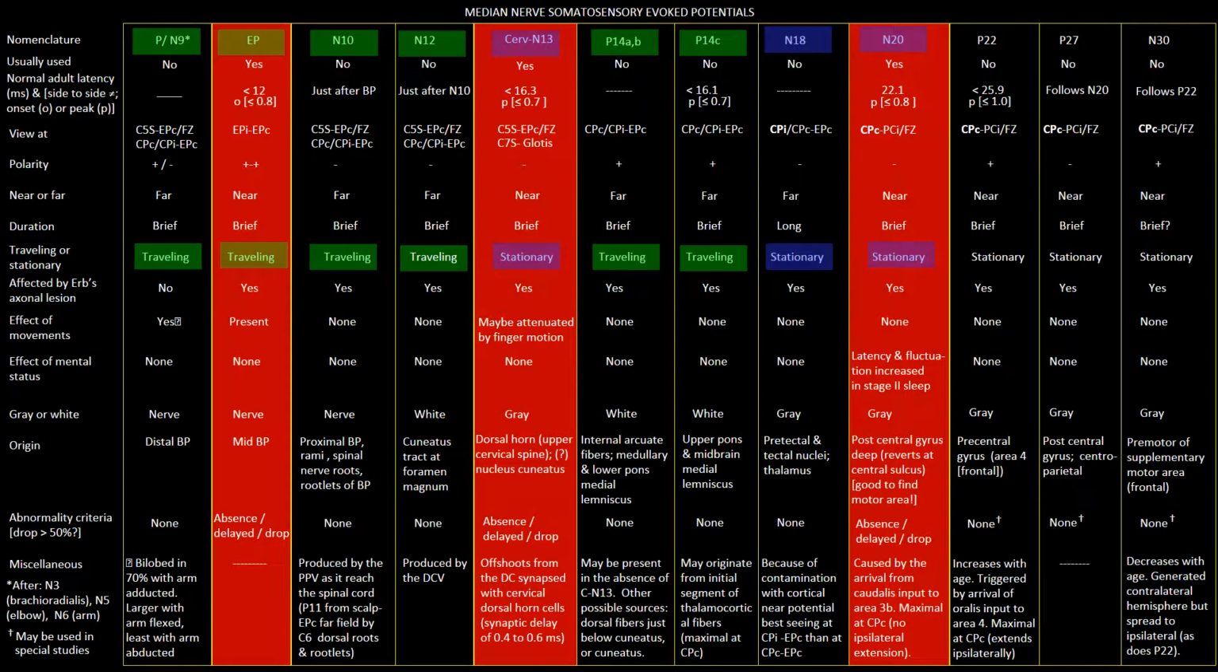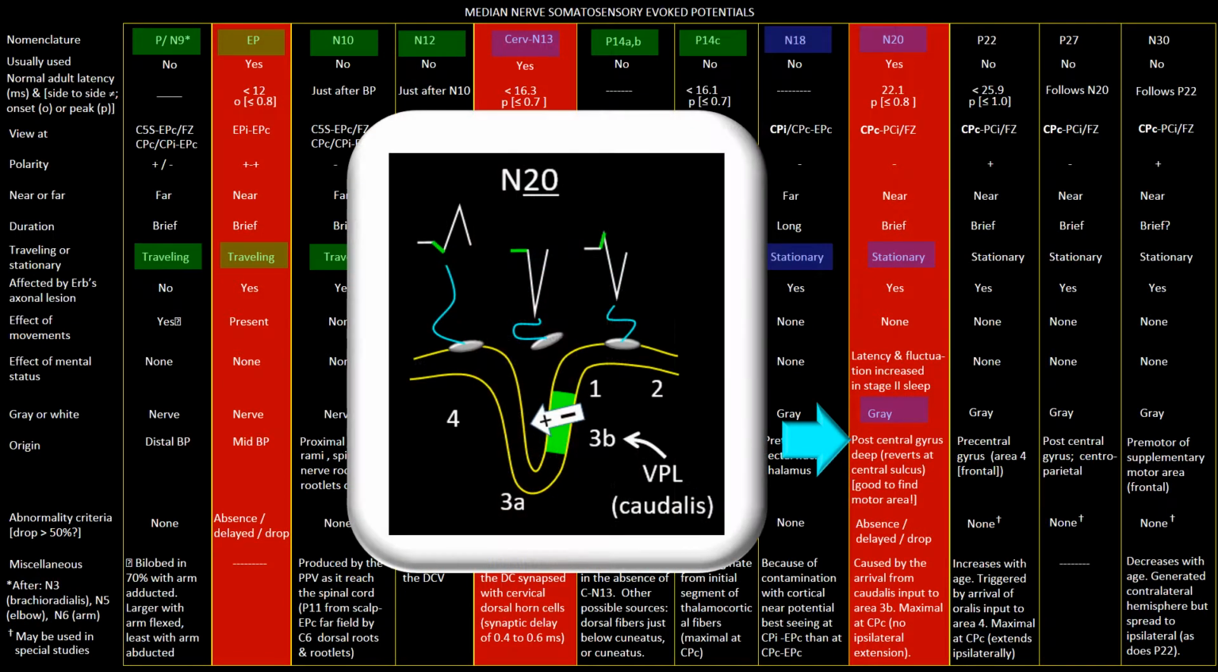Next potential is N20. N20 is a stationary potential. It is the first cortical generated potential. It arises from the posterior central gyrus. It is considered to be generated at cortical area 3B and to result from a stimulus arising from the thalamic ventroposterolateral caudalis nucleus. This potential has a horizontal representation, creating a negative field over the posterior central gyrus rim and a positive field that projects to the anterior central sulcus.